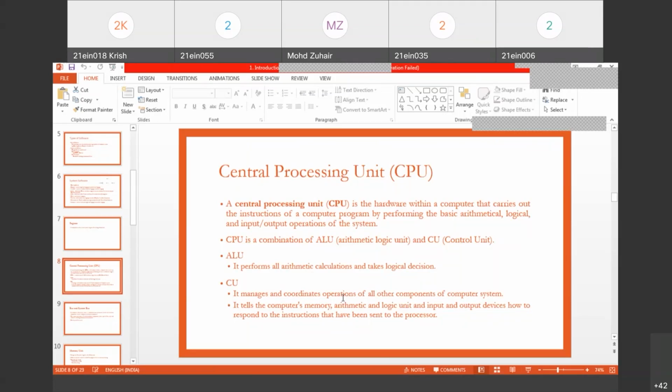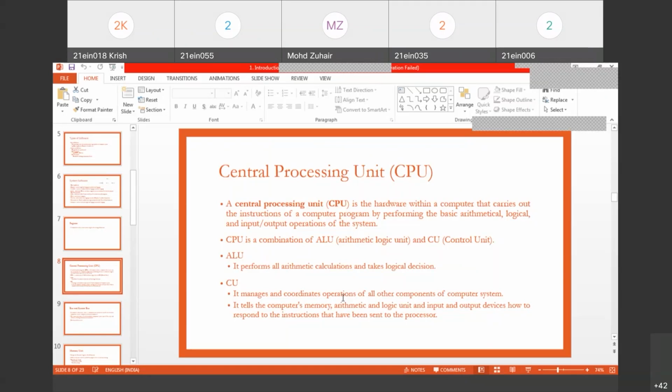CPU is a combination of ALU, that is arithmetic logical unit, and control unit, that is CU. So ALU performs all arithmetic calculations and takes the logical decisions. For example, A plus B equal to C, or C equal to A plus B. And if C equal to this, then go to this statement. If the value of C is this, then go to that statement. So all these operations can be performed in CPU.